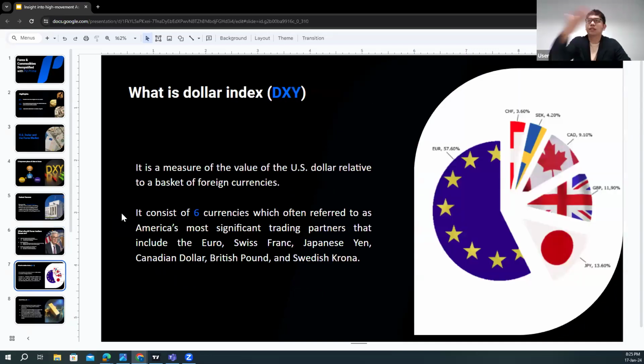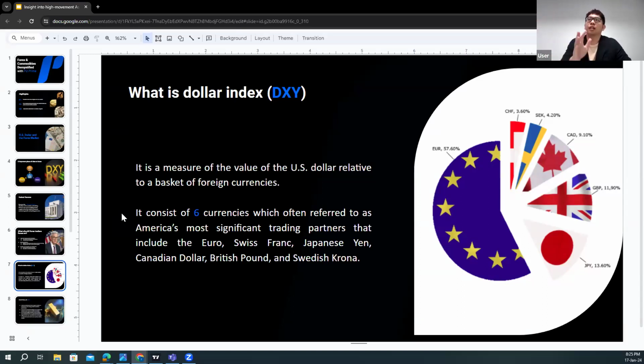Okay, and then what is the DXY? What's the dollar index? The dollar index itself, a dollar is a dollar if you are not comparing it with another currency. So the DXY is the dollar index that compares with 6 currencies altogether, but the weightage is different. The euro has the highest weightage, which is about 60%, and you can look at the chart on the right side.